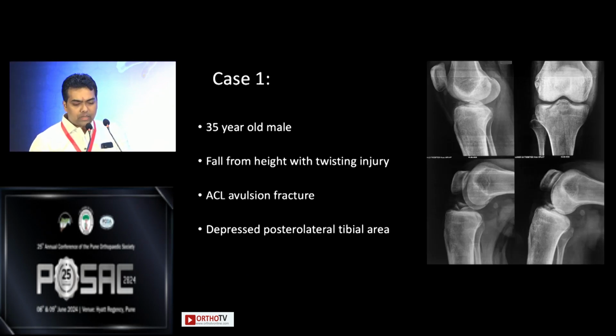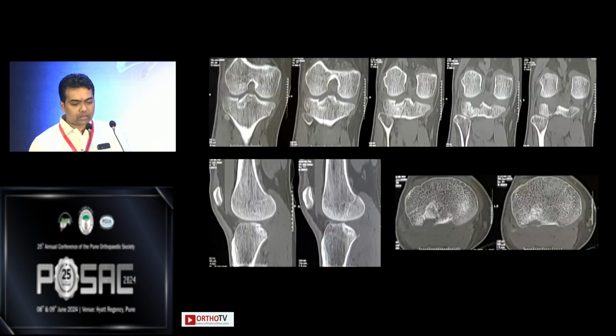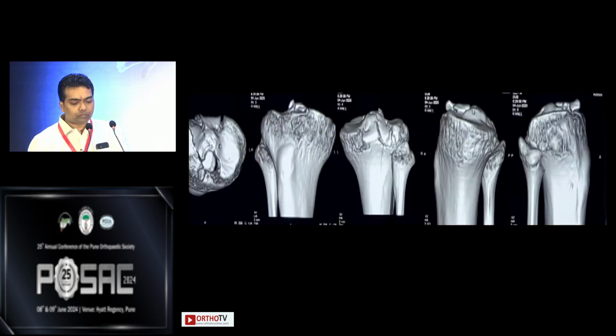So this is a case of a 34-year-old male who had a fall from height and a twisting injury. He had an associated ACL avulsion fracture. We come across these fractures very frequently, where we have ACL avulsion fractures or ACL tears with posterolateral depressions. These are his 2D CT scans in various views, where we can see a good amount of defect posterolaterally. These are his CT scans showing the depression.